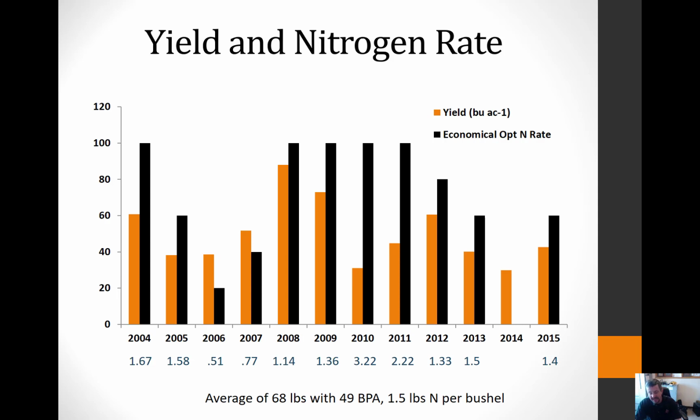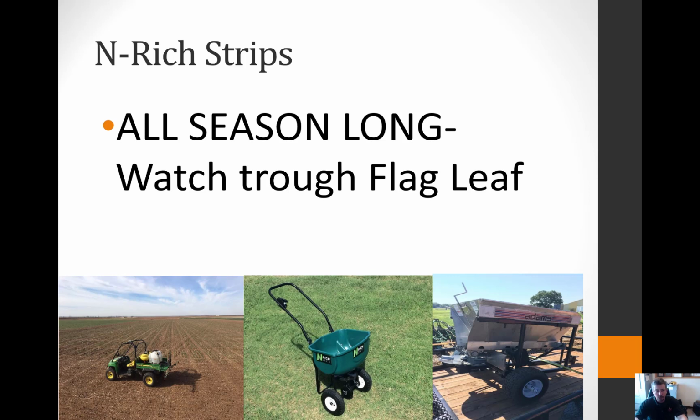And also, if we're thinking about making protein, if we want to make protein because we have a market for it, again, I want to go back. Enriched strips all season long. Watch it all the way through flag leaf. That means you apply it pre-plant. You top it off. When you fertilize the field, you hit that enriched strip again. Make sure you have a lot of nitrogen there, because guess what, folks? If that strip shows up at flag leaf and that strip turns green at flag leaf, we still have time to potentially make some changes.